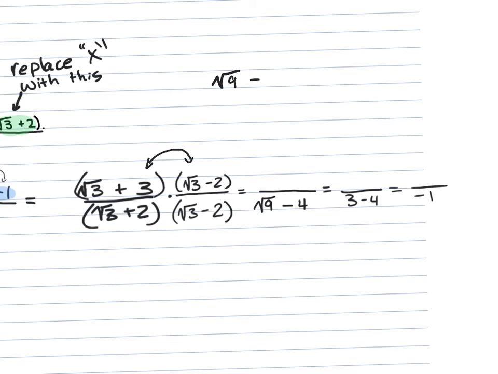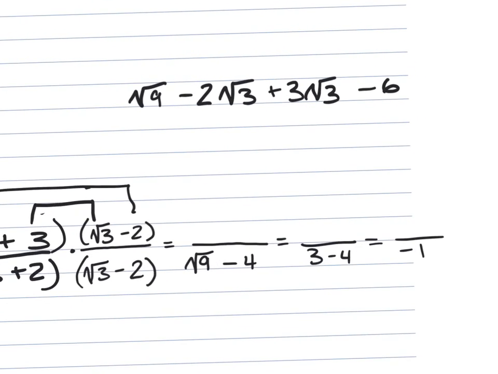Here's outer times outer right here. What does that become? Because they're not conjugates, negative 2 square root of 3. What about inner times inner? Square root of 9, 3 square root of 3. And last times last? Negative 6.